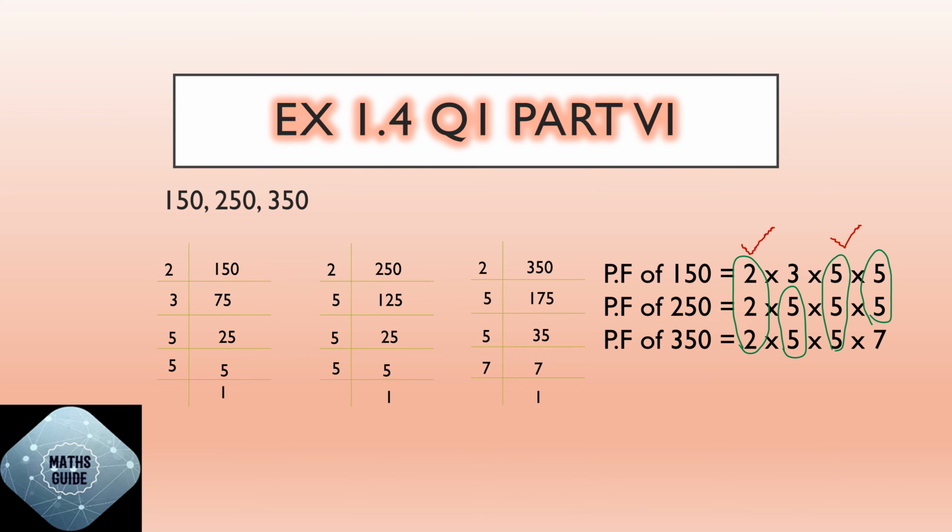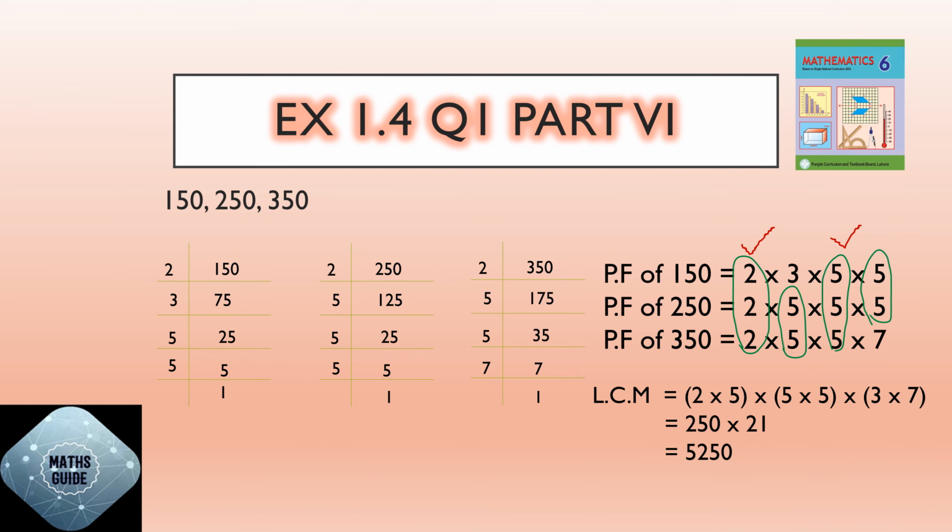As you know, LCM is a product of common prime factors and non-common prime factors. So let's find the product of these numbers. 2 into 5 is HCF, into other common prime factors, into non-common prime factors. So our answer will be 5250. To find the product of these numbers, you must have a solid command on multiplication.